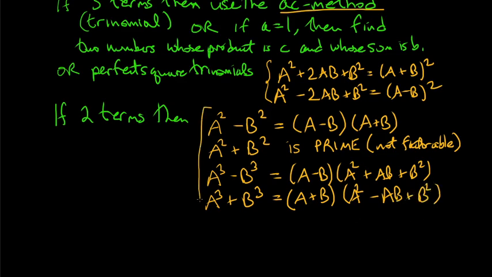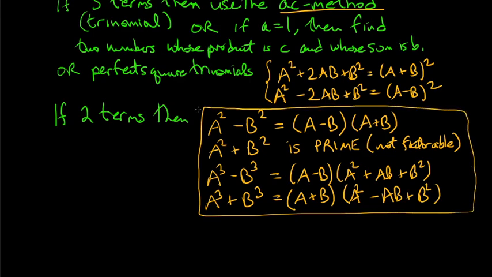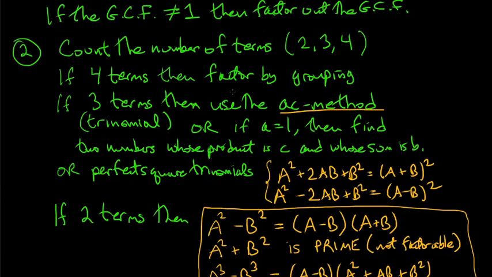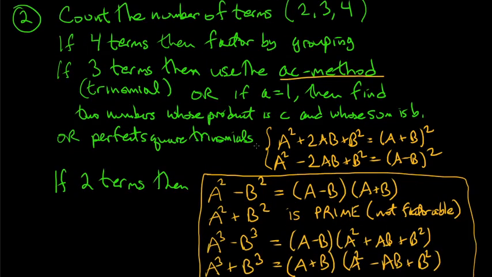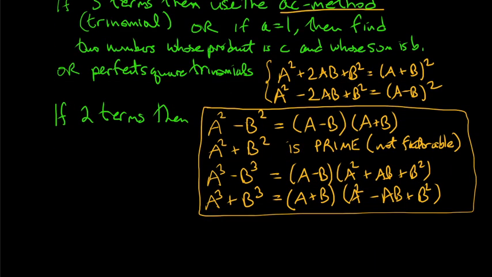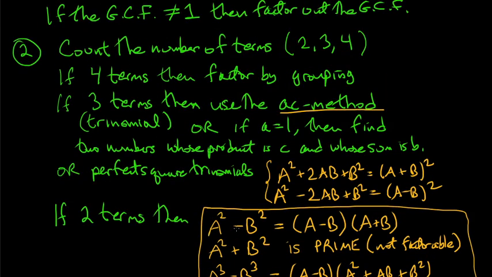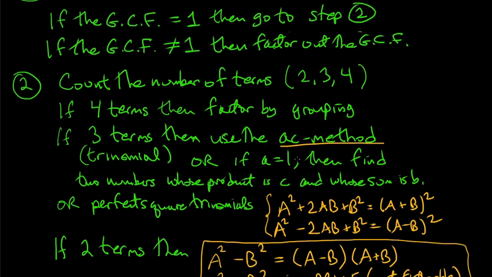Right. So those are the only four possibilities for binomials. Right. Again, assuming that you've factored out the GCF first, then it reduces to one of these four. Okay, and that's it. Right. So that's all there is to factoring.